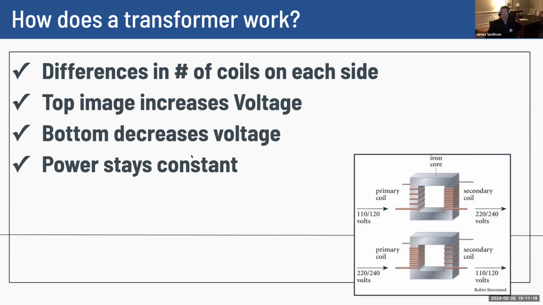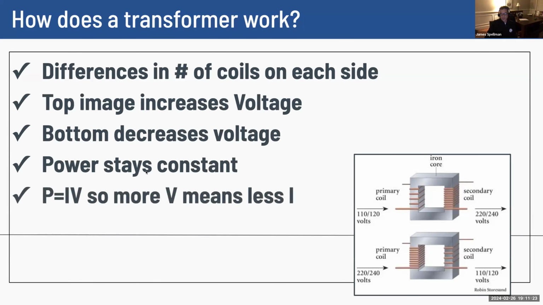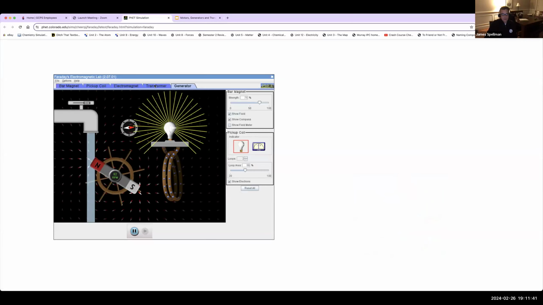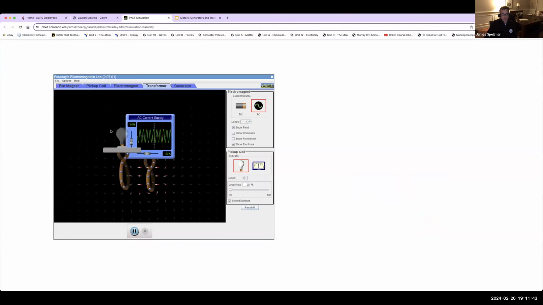Now, in this case, the power, which is energy, always stays constant. And so since power is current times voltage, if you end up getting the voltage to go up, then the current's going to have to correspondingly go down. And then when it goes into our house, the voltage goes down, which means we end up getting the current going up. So on your PhET simulation, this was tab number 4.